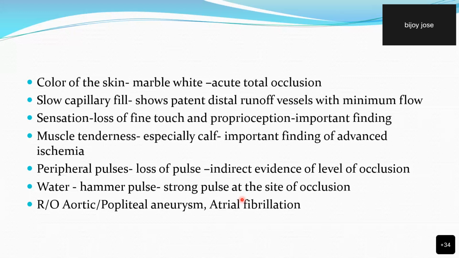And it is always better to rule out aortic and popliteal aneurysm and atrial fibrillation. In atrial fibrillation, when you clinically examine the patient, we can elicit an irregular pulse. In case of aortic aneurysm, sometimes we may be able to palpate a pulsatile mass in the periumbilical abdomen, so we can indirectly say it is going to be an aortic aneurysm. And sometimes there will be a pulsatile mass in the popliteal area with distal limb ischemia, so we can assume that there could be a popliteal aneurysm.